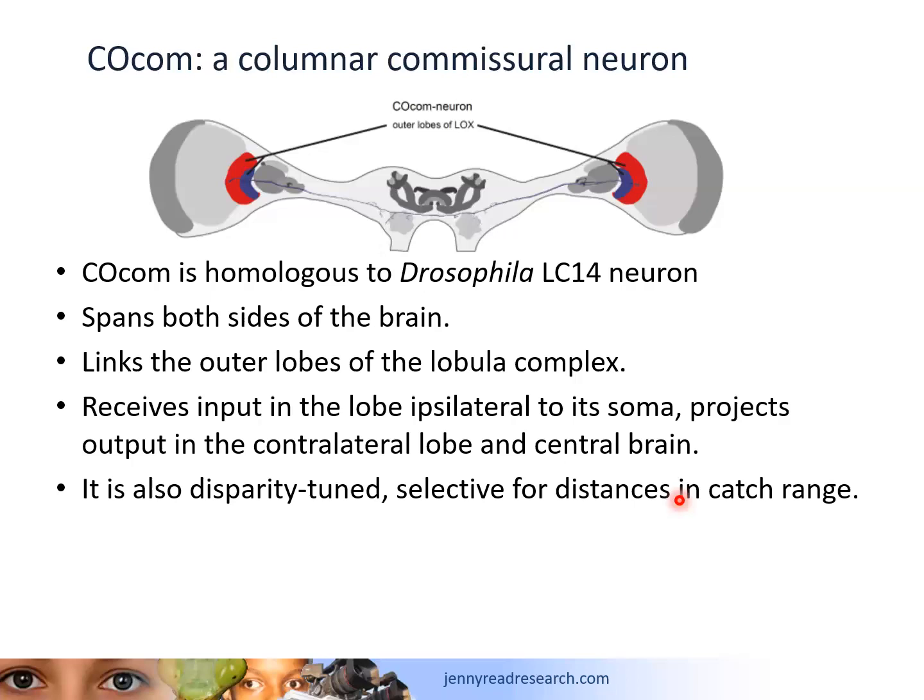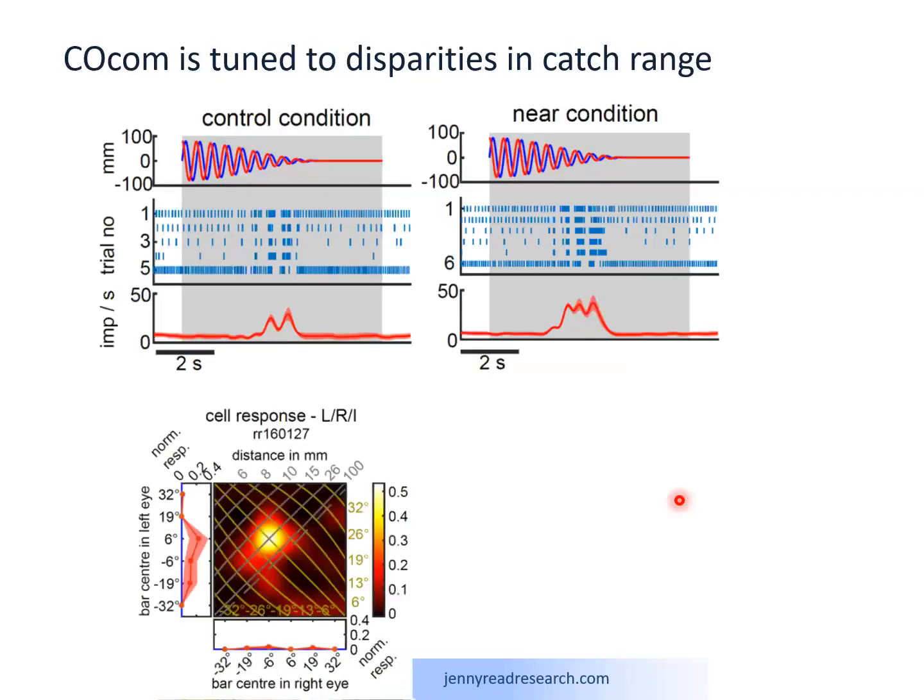It links the outer lobes of the lobular complex. It receives input in the optic lobe that's on the same side as its cell body, and it sends output to the opposite optic lobe and also to the central brain. And it too is disparity-tuned and selective to distances in the catch range. So here's the response of an example COCOM neuron to the spiral disc, and then in this sort of binocular matrix that you saw for the tau pro neuron. So again, we have a very precise response to disparity in this critical catch range region.